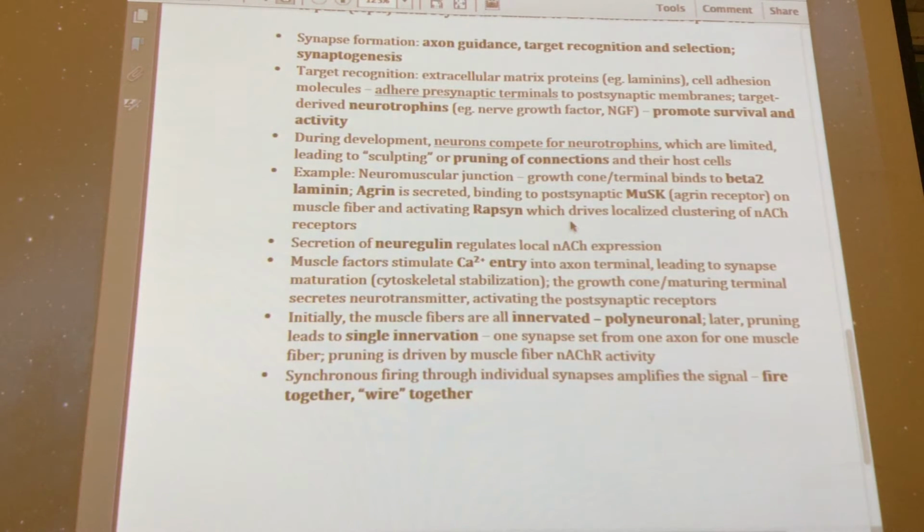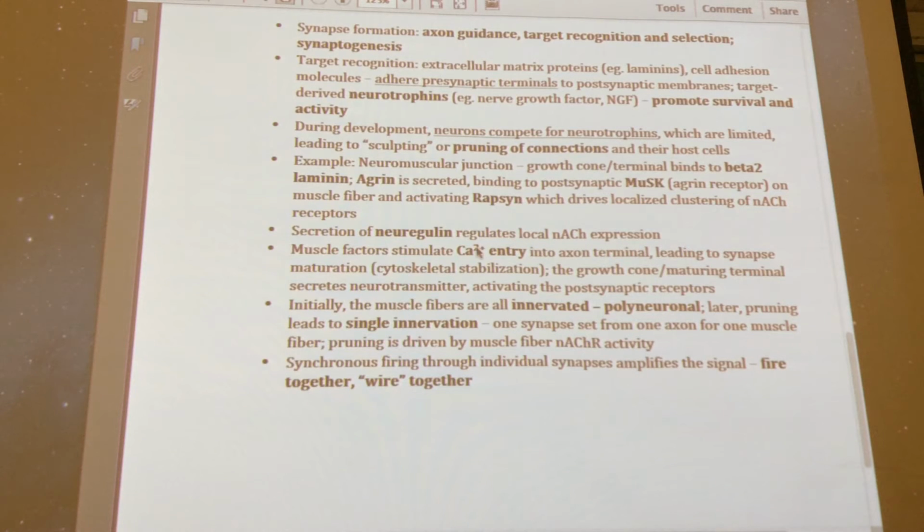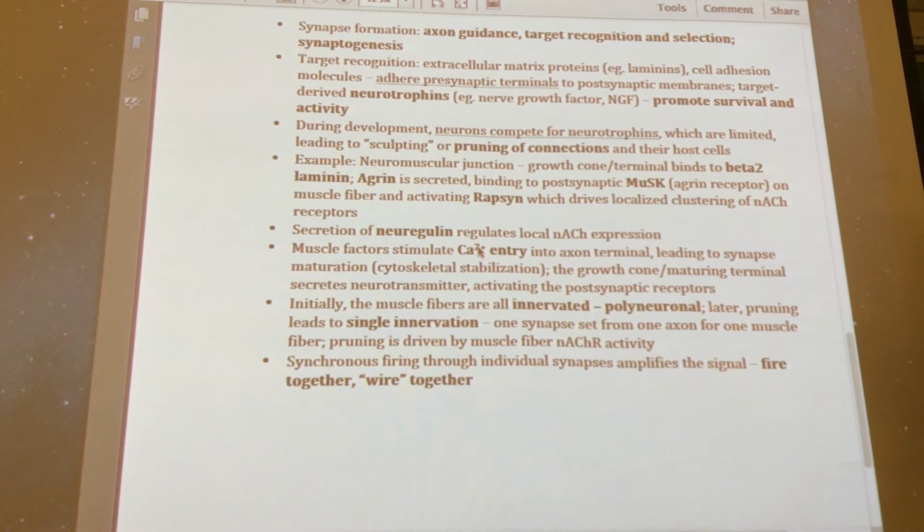solidifying that synapse. So now you have a lot of receptors there, they get activated, they send signals back. And the key thing they do is they send signals back that stimulate calcium entry presynaptically. So that's going to cause potentially some neurotransmitter release, but it's not linked to a signal like an action potential. It's just a long rise in calcium in that terminal, and that helps to activate things that set it in place. Okay. And then there's this neuregulin that regulates the local acetylcholine receptor expression. That is the number of receptors.